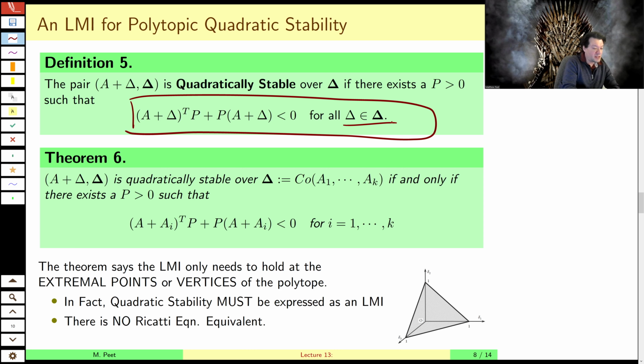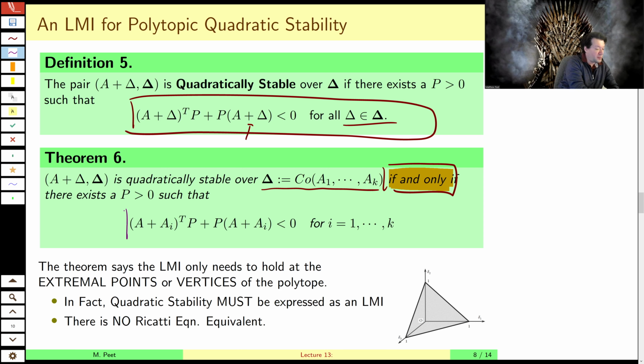But Δ here, we take it to be the convex hull of these vertices, and so we can just apply this LMI at the vertices, and we have a necessary and sufficient condition for quadratic stability over the polytope. Necessary and sufficient, by highlighting that if and only if part right there. So no conservatism here. This is if and only if.